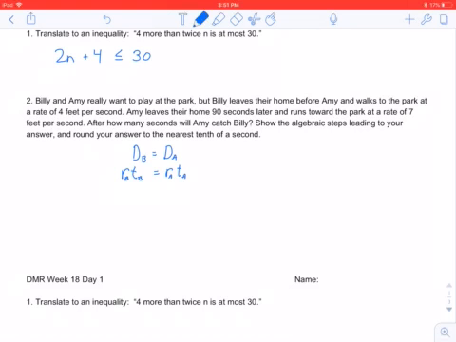Now let's plug in what we know. We know that Billy travels at 4 feet per second. We do not know for how long. We know that Amy travels at 7 feet per second. And we don't know how long she travels, but we do know that she leaves 90 seconds later. If she leaves 90 seconds later, that means she has 90 fewer seconds than Billy to travel the distance. So it's Billy's time minus 90 seconds.